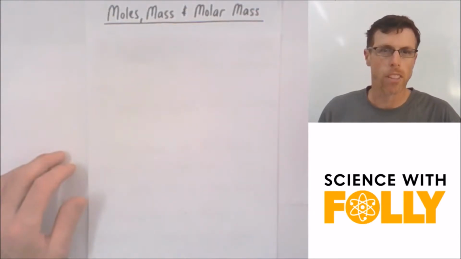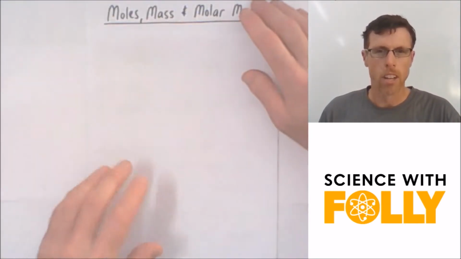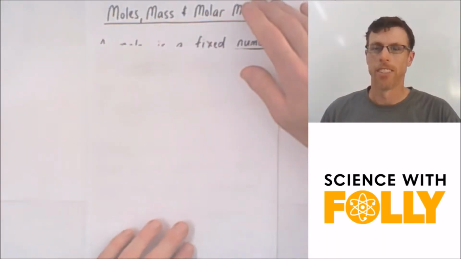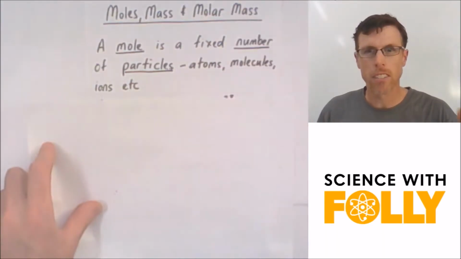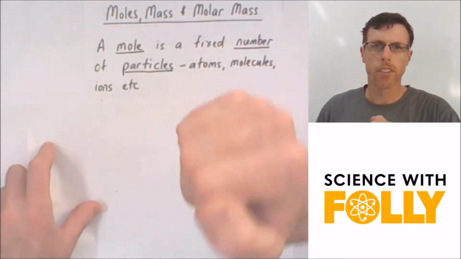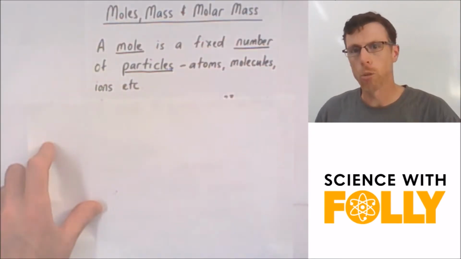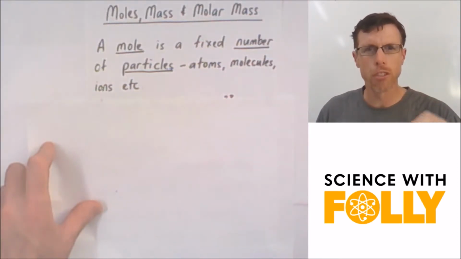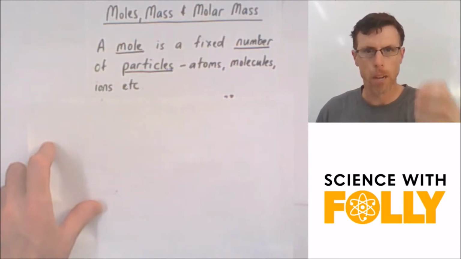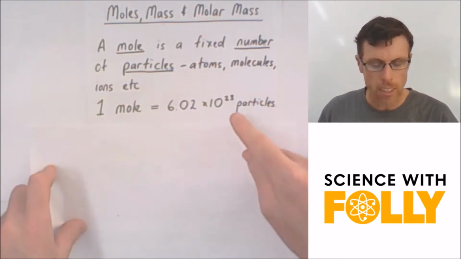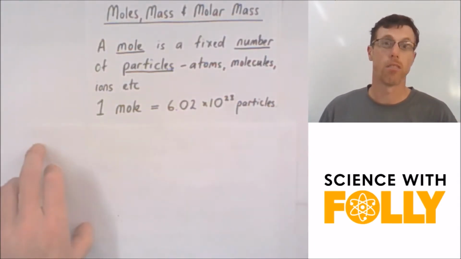So let's start by looking at moles, mass and molar mass. Firstly, moles. What is a mole? Not that. No, a mole is a fixed number of particles, atoms, molecules, ions, etc. A bit like if I said I've got a dozen eggs, it means I've got 12 eggs. When I say I've got 1 mole of something, it refers to a fixed number of particles. And in this case, 1 mole equals 6.02 times 10 to the 23 particles. It's a really big number.